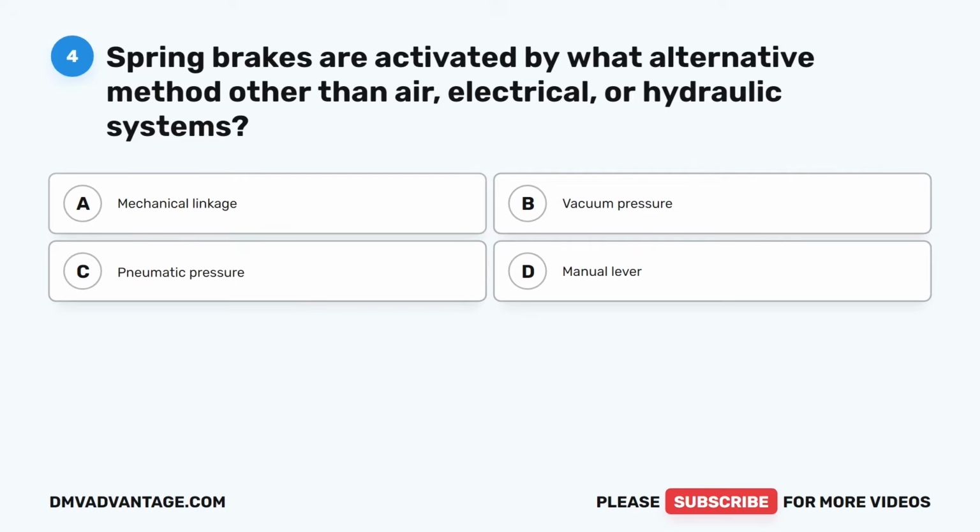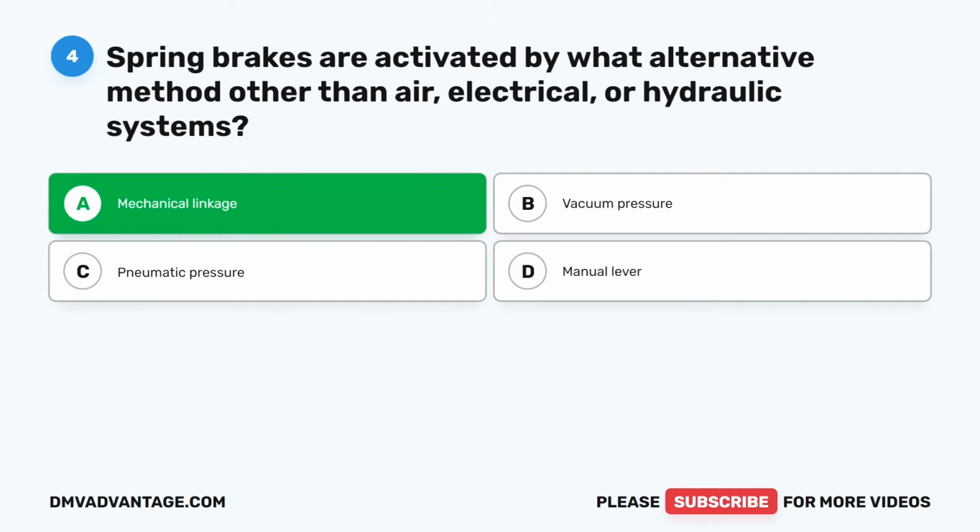Question 4. Spring brakes are activated by what alternative method other than air, electrical, or hydraulic systems? A. Mechanical linkage. B. Vacuum pressure. C. Pneumatic pressure. D. Manual lever. The correct answer is A.